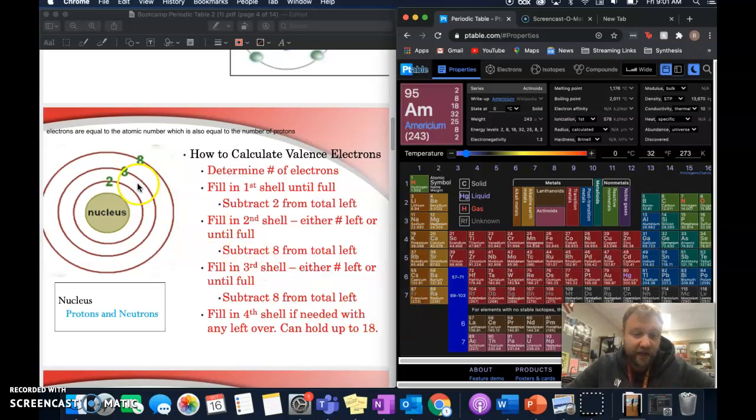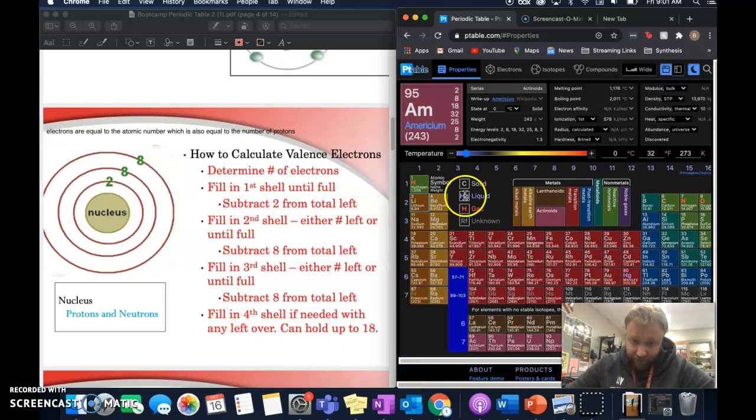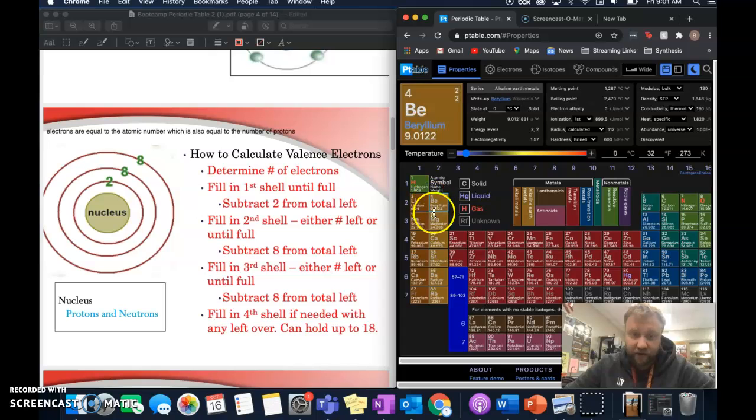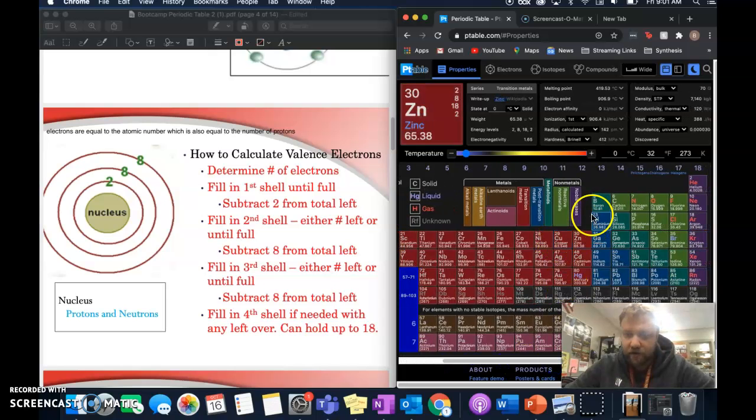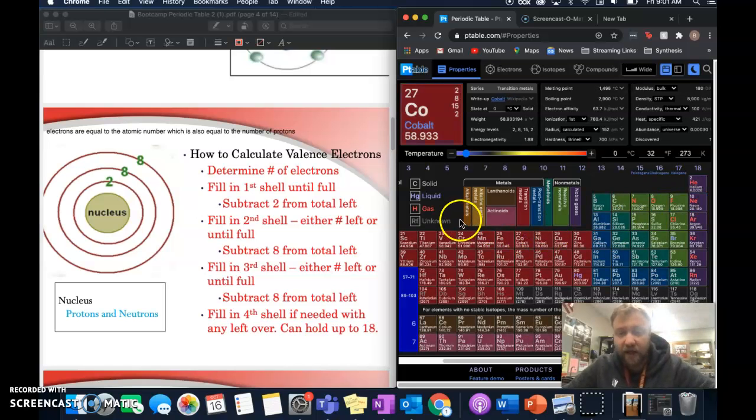So we go to our second shell. We filled up the first one with 2 electrons. Well, now we have 3 or more electrons, so we're going to move to the second shell. That can have up to 8. If you look at your periodic table, in our second period, we have 1, 2, 3, 4, 5, 6, 7, 8 total elements. So our periodic table is mimicking our atoms.